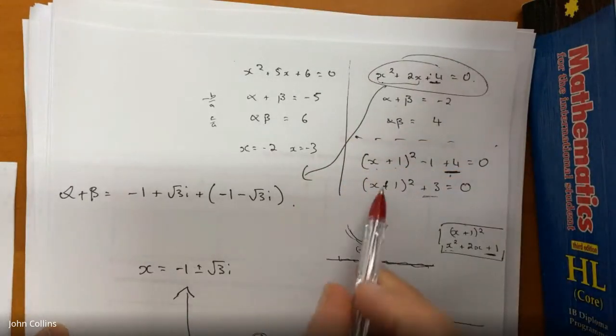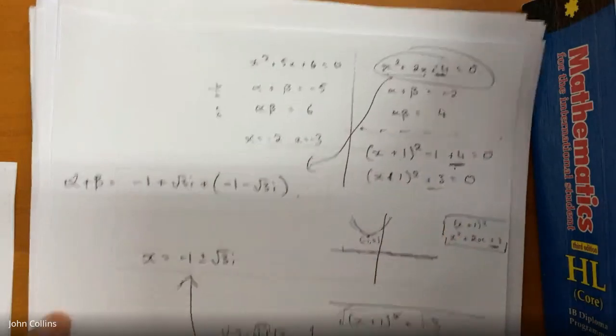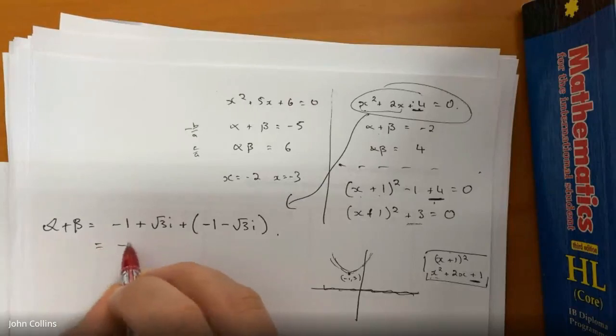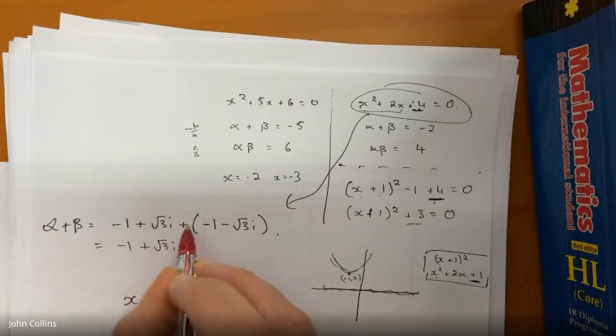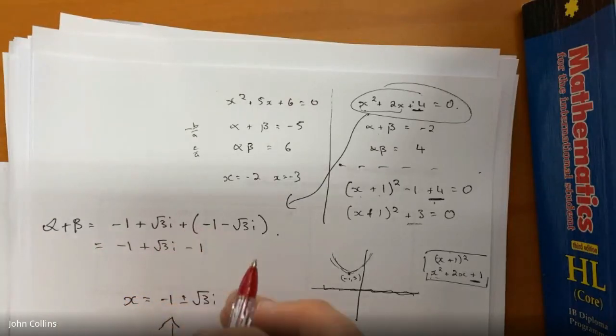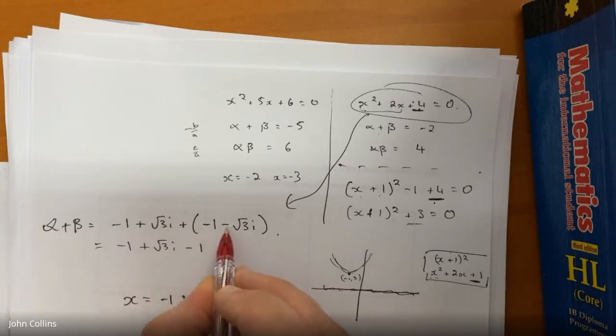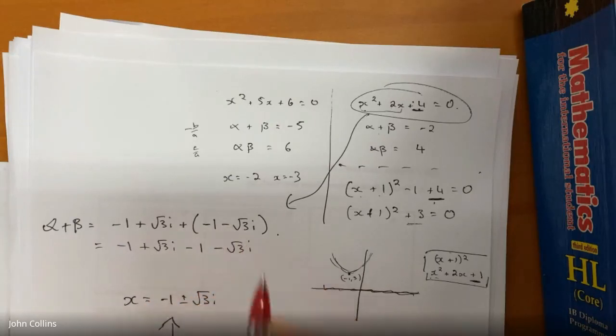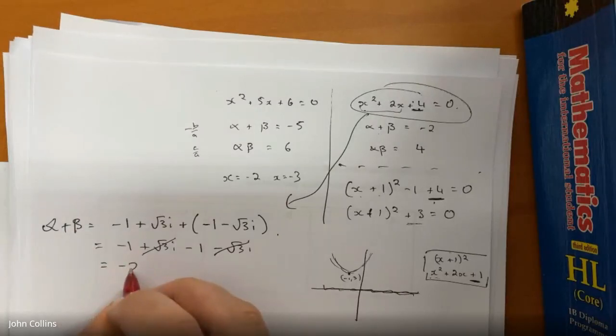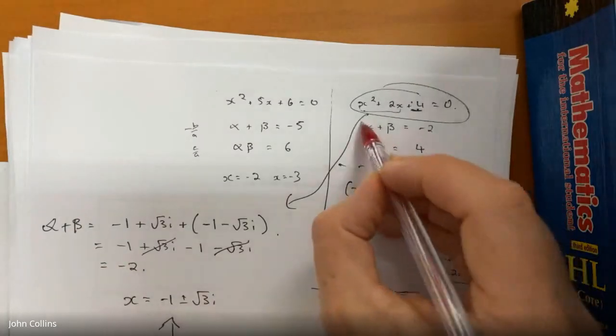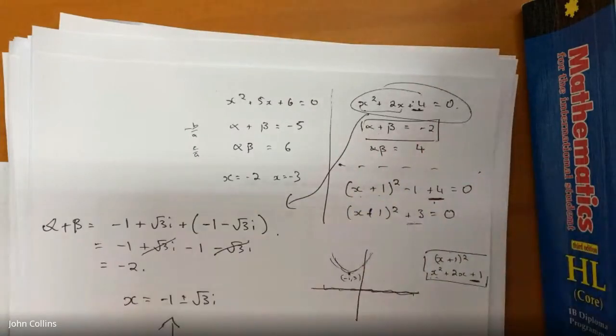Now remember, we had these roots because we went through it and got them here. Now, that'll be minus 1 plus root 3i plus minus 1, which is minus 1, plus minus root 3i, okay? Plus root 3i minus root 3i, well, it's the same thing, adding and subtracting, and we're left with a negative 2. Hurrah! The same.